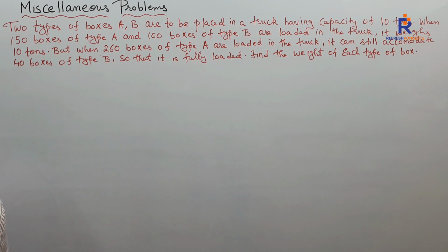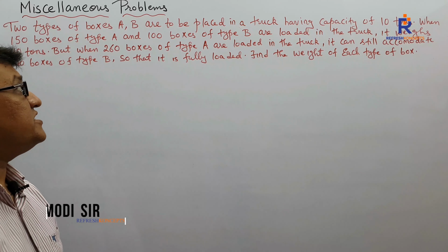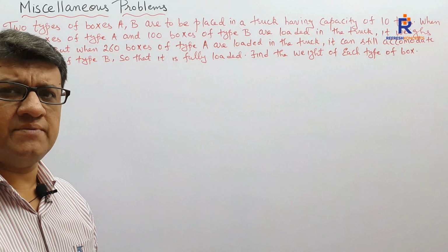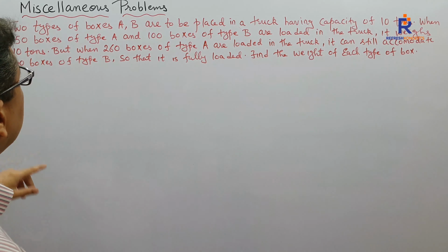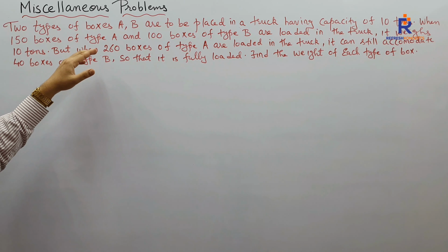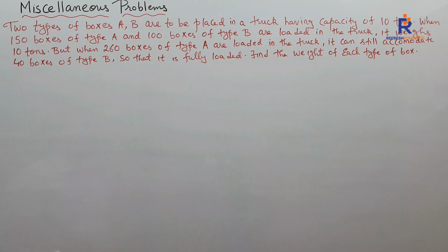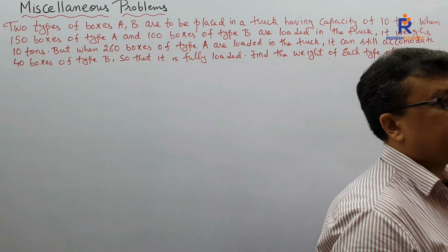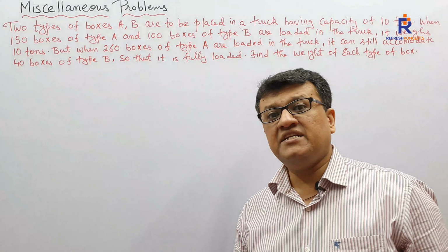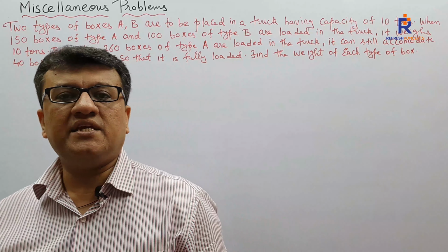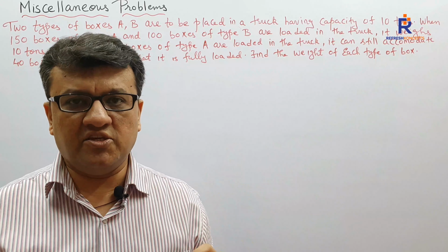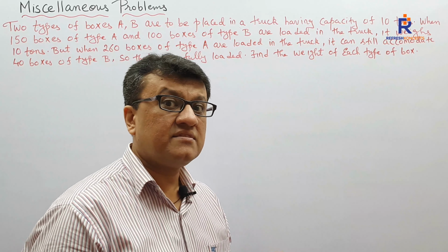Children, let's take now mixed bag sum, miscellaneous problems, whereby we will not be going with any sum specific or type specific. Two types of boxes, A, B, are to be placed in a truck having capacity of 10 tons. Very first thing is, I need to tell myself how many kgs are there in 1 ton. 1 ton is 1000 kg.